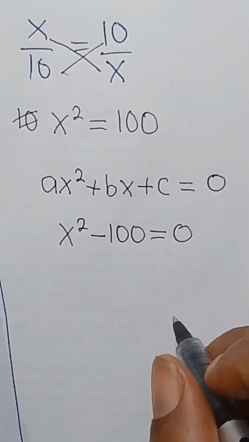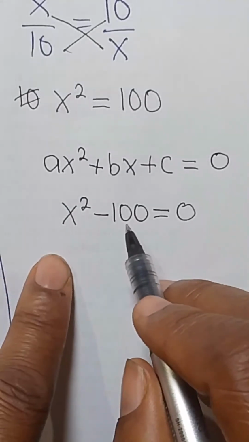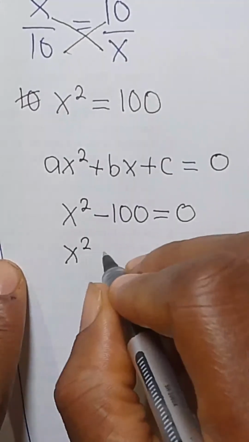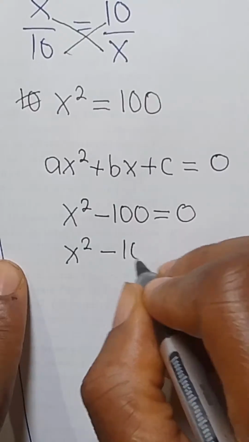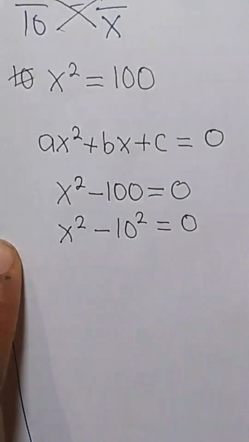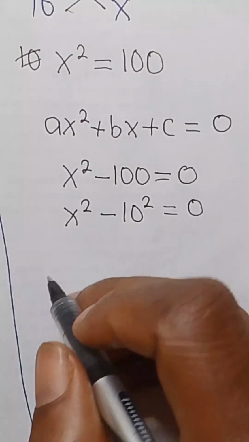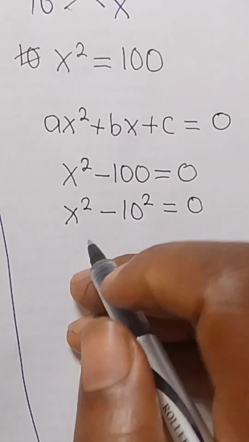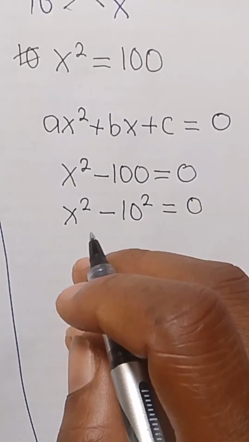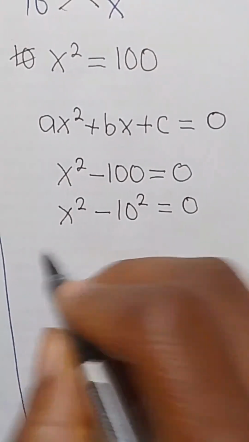Now, are you seeing something here? What you're seeing here is that this 100 is equal to 10 square. Okay, so we have x square minus 10 square is equal to 0. Then what do you apply here? When you have something like this, you apply, you see? Next thing you do, you apply a difference of two squares.